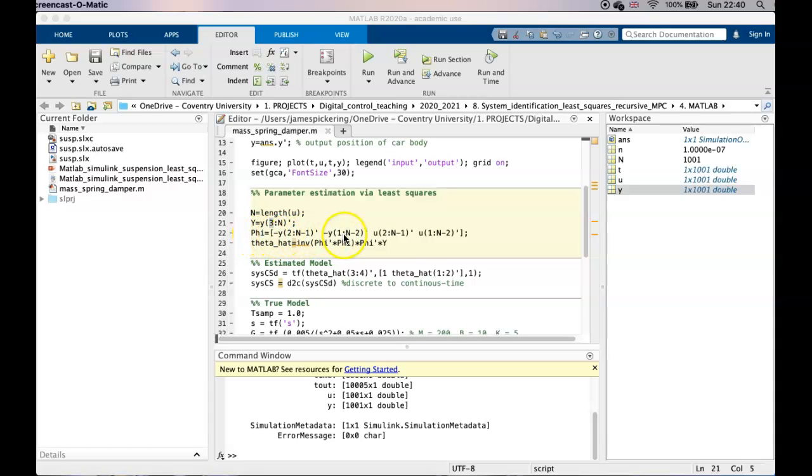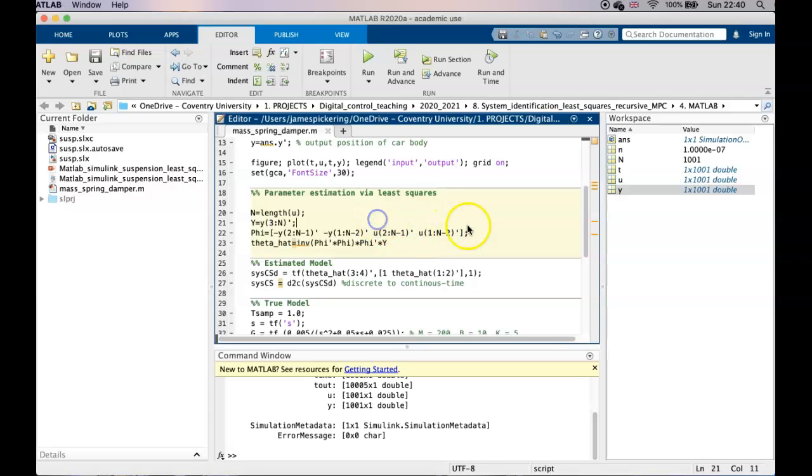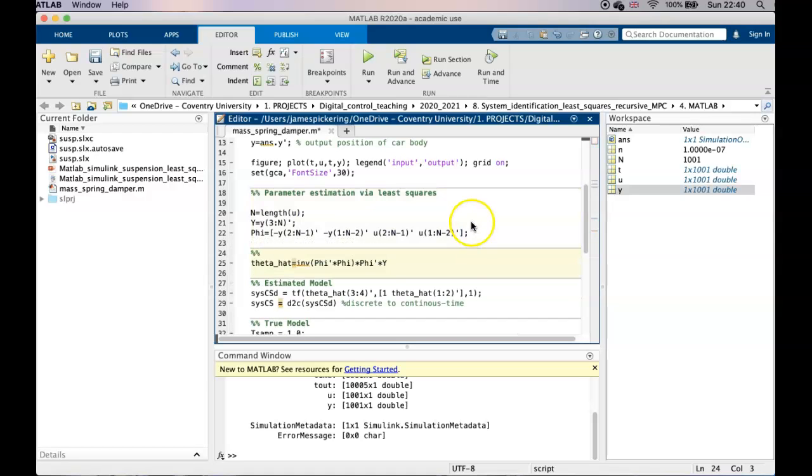And phi then is just constructed based on all the values from, you can see here, minus y of 2 to n minus 1, and then you can see here n minus 2, n minus 3, and n minus 4 for inputs. And this will just construct based on all the past values for the outputs, starting from n minus 1, this one starting from n minus 2. And this one again for the inputs, so it'll be 2 to n minus 1 and 1 to n minus 2. Okay, so if we just section that off and then run that.